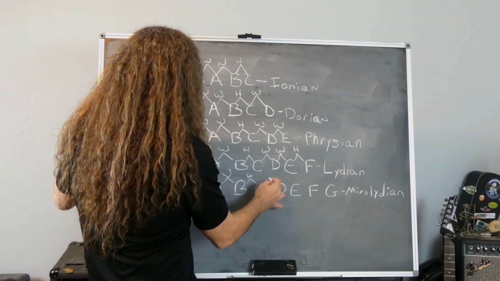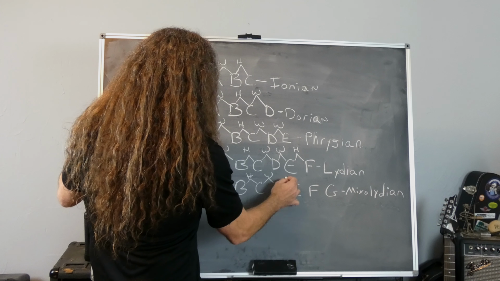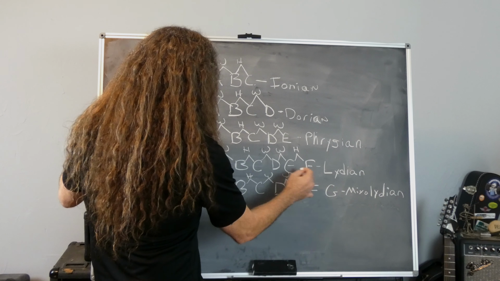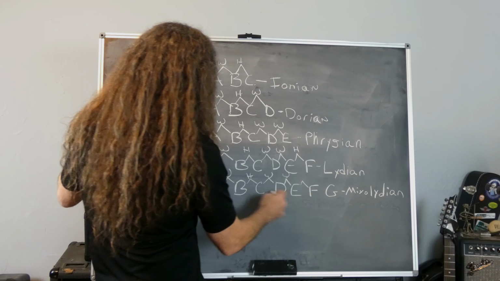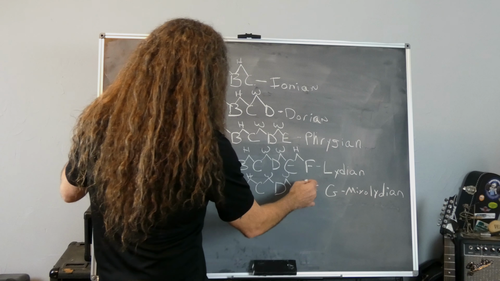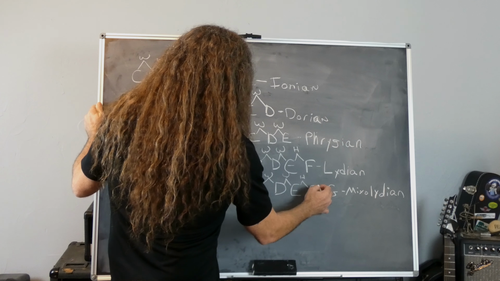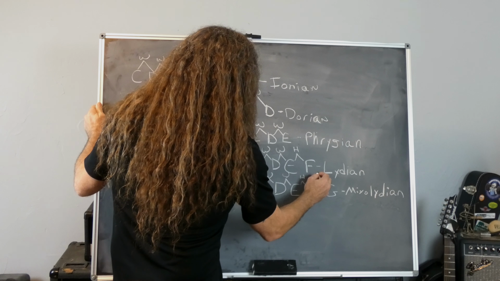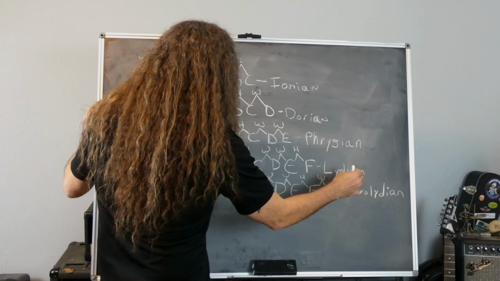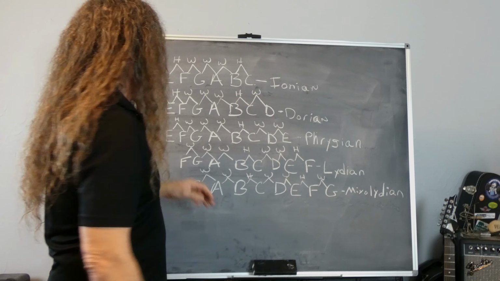So that would make C to D a whole step, D to E a whole step, and then what we just said a second ago, between B and C is a half step, so the same thing between E and F, because we have no sharps and flats. And then between F and G we have another whole step. And that is the formula right there for the Mixolydian scale.